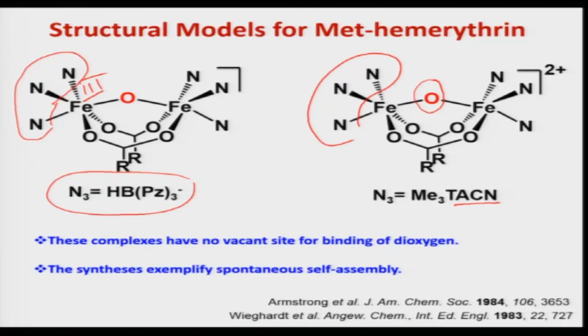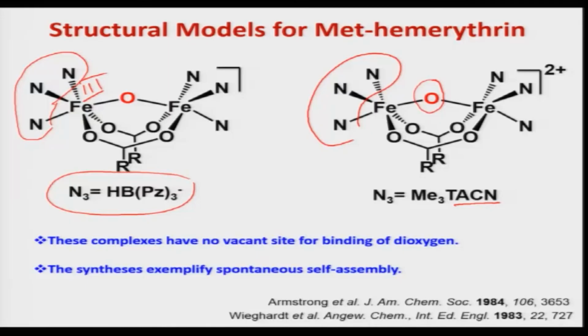However, since there is no vacant site around iron, dioxygen cannot bind, and the synthetic model could not reproduce the 2 different iron centers, one 6 coordinated, another 5 coordinated, so that dioxygen comes and binds at the 5 coordinated site, which would possibly mimic the hemerythrin as observed in biology.